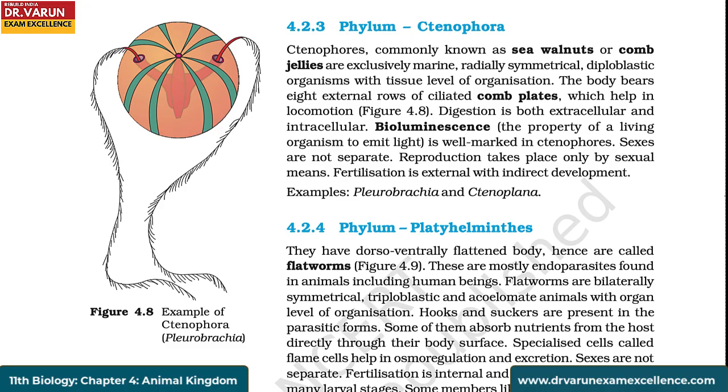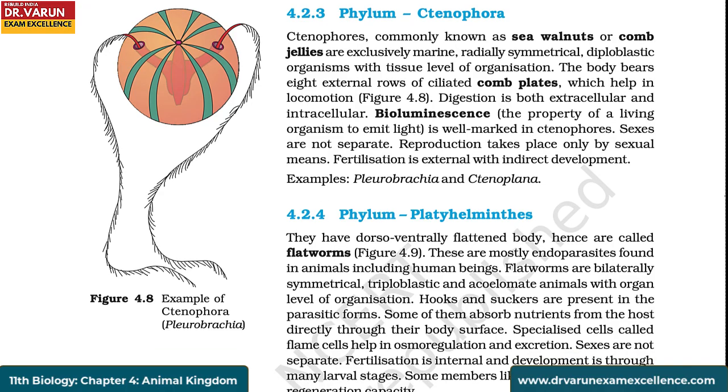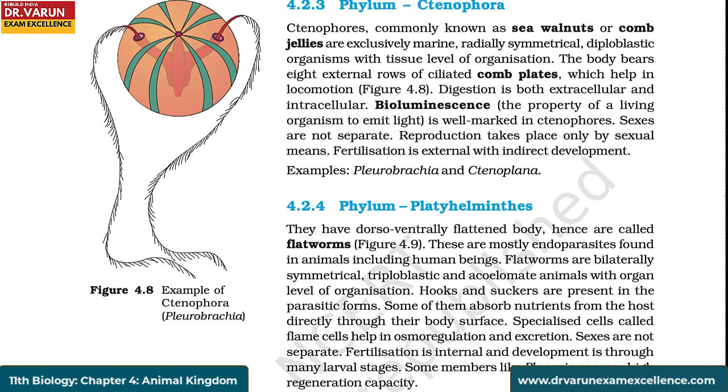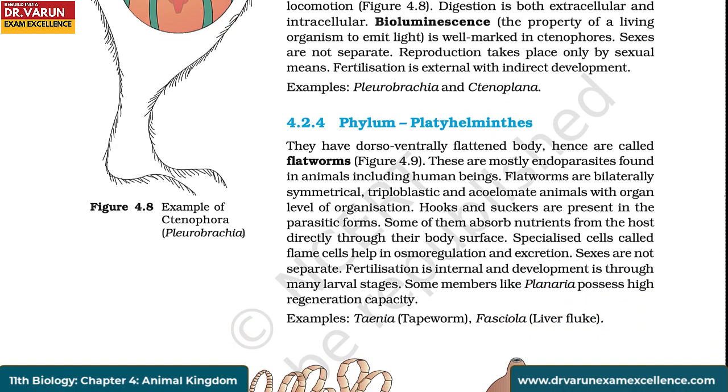Sexes are not separate. Reproduction takes place only by sexual means. Fertilization is external with indirect development. Examples are Pleurobrachia and Ctenoplana.